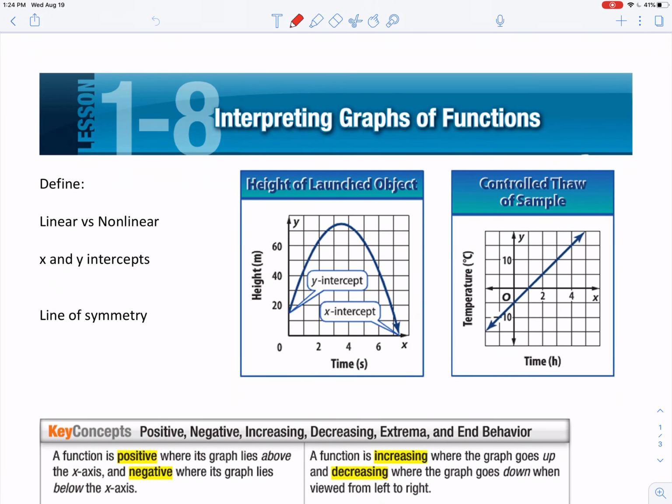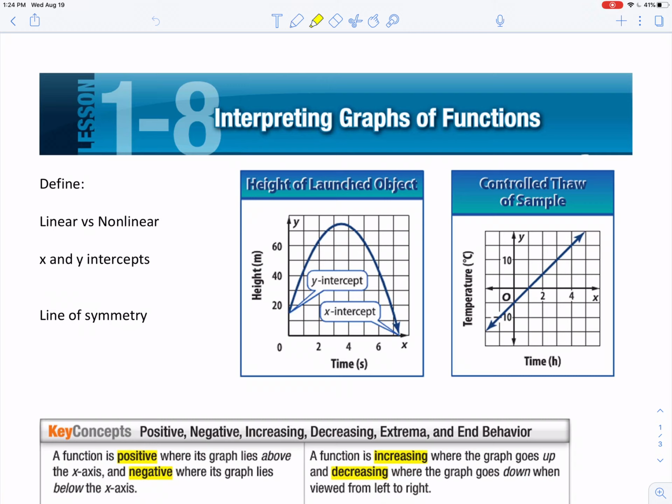All right, Chapter 1, Lesson 8, the last one for this chapter. Today what we're going to have is different graphs that we're going to be interpreting different information from. So the first thing we're going to do is define linear versus nonlinear.